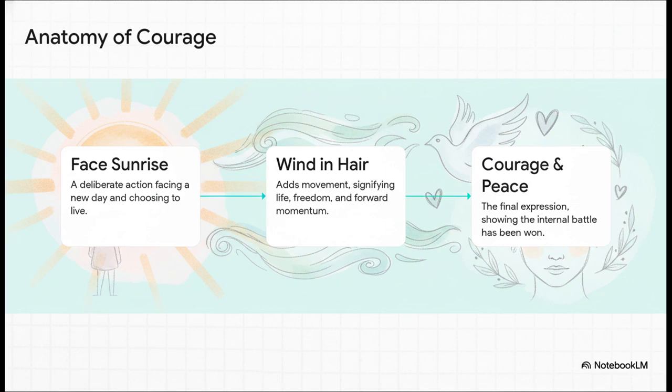Prompt 6, which is literally titled She Chose to Live, it just breaks it down for us. First, she stands alone, and she faces the sunrise. That's a deliberate action. Second, you add wind in her hair. That gives you movement, a sense of life, of freedom. And third, her expression just seals the deal. It's not just strength, it's courage and peace. It's a perfect sequence that takes this abstract idea and makes it a real, concrete, cinematic moment.